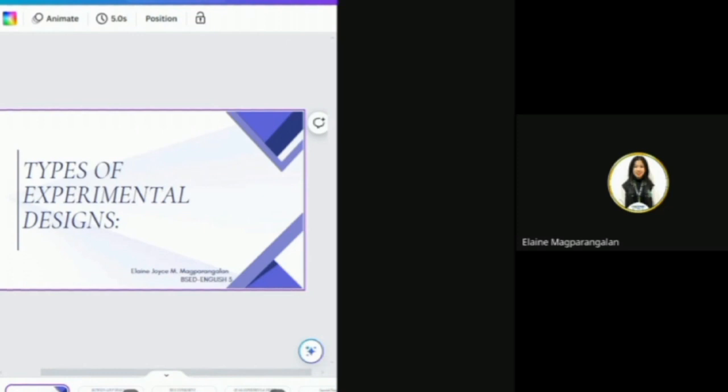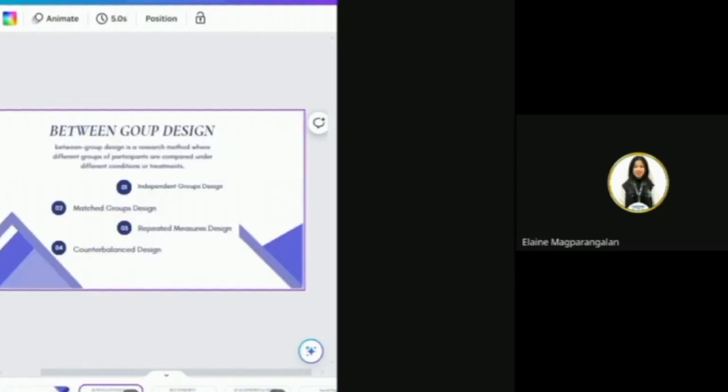First off, what we have here is between group design, one of the types of experimental designs. Between group design is a research method where different groups of participants are compared under different conditions or treatments. Here are some types of between groups design.